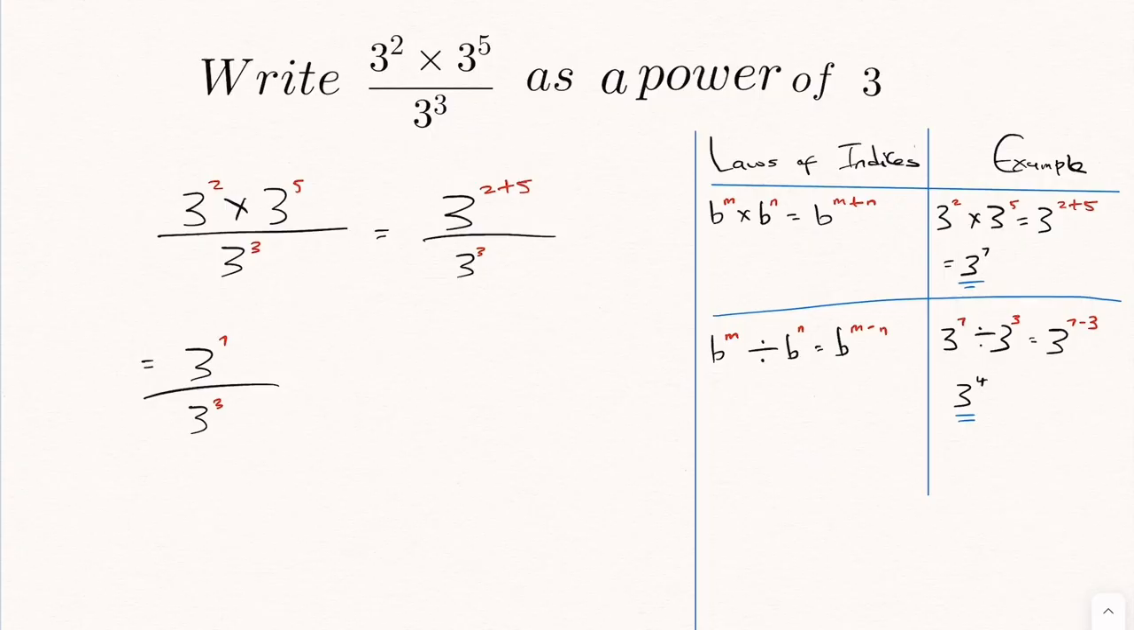So 3 raised to the power of 7 over 3 raised to the power of 3 is the same thing as saying 3 raised to the power of 7 divided by 3 raised to the power of 3. Of course, when we have the same base being divided, we subtract the powers. So you say it's 3 raised to the power of 7 minus 3, which gives you 3 raised to the power of 4. So we put 4 here, and that's our answer. Remember, they said as a power of 3, so you leave your answer in this way. Thank you.